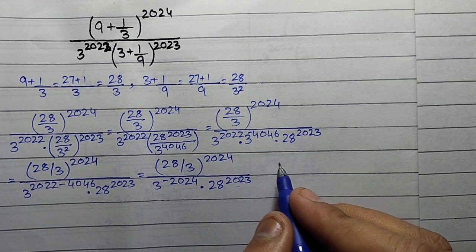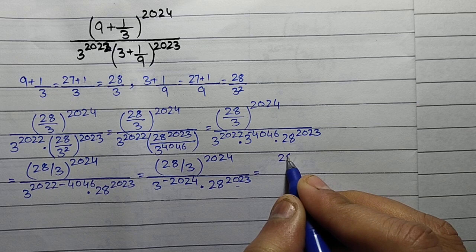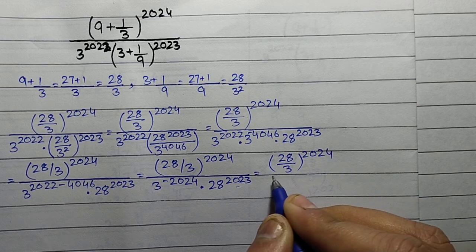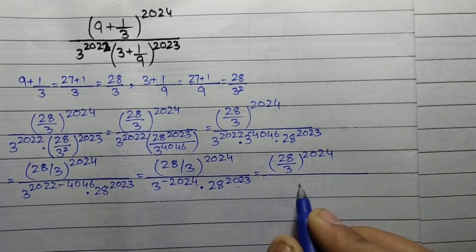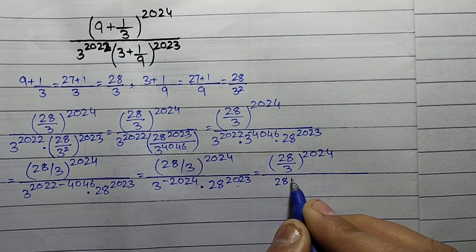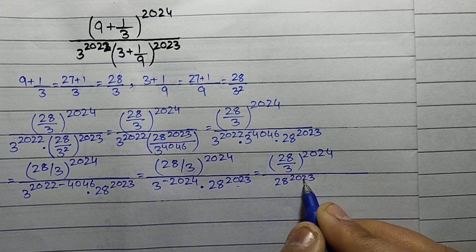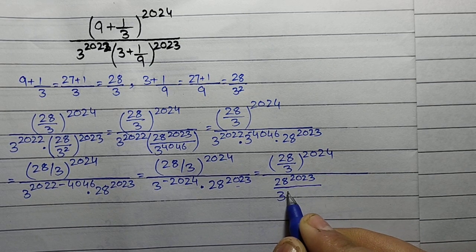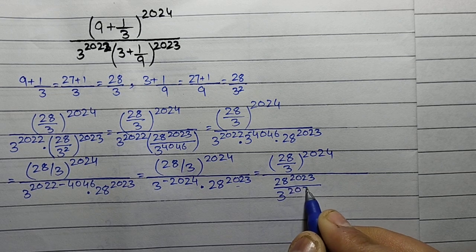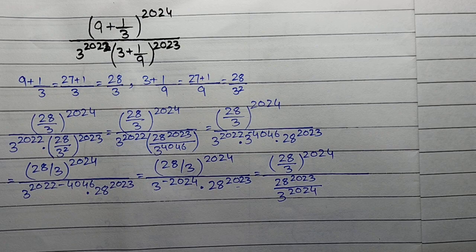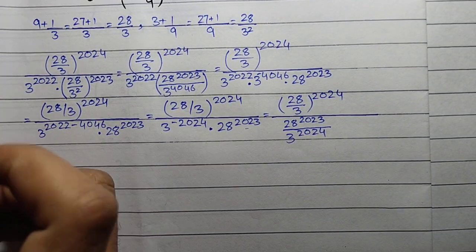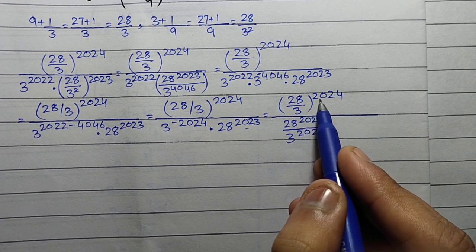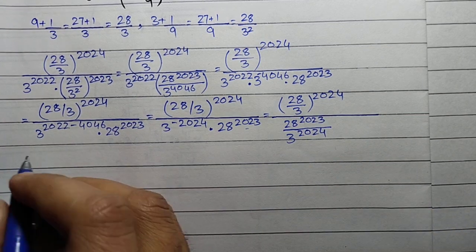So I will write this like that: 28 over 3 raised to power 2024 over 28 raised to power 2023 over 3 raised to power 2024. Now in the next step, I will take this 3 raised to power 2024 on the upper side and this 3 raised to power 2024 on the lower side like this.